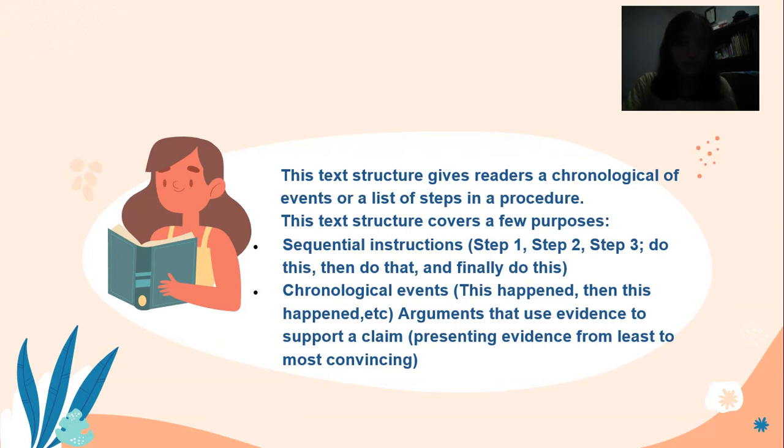Dan selain itu, or other than that, words and phrases that indicate a text follow the sequence text structure is after, before, during, earlier, finally, first, next, until, and so on.